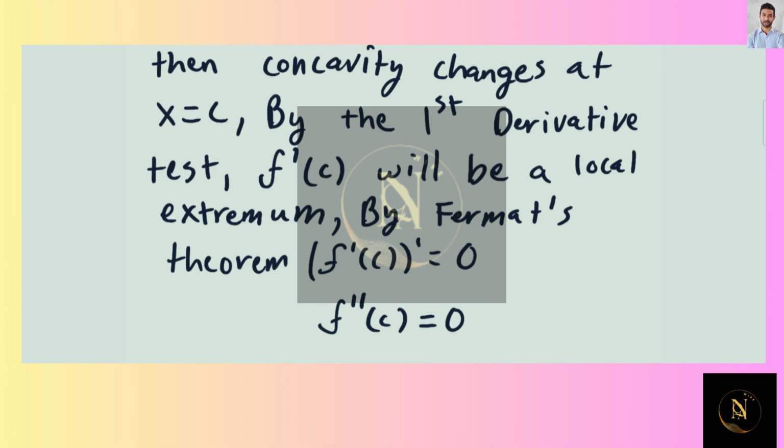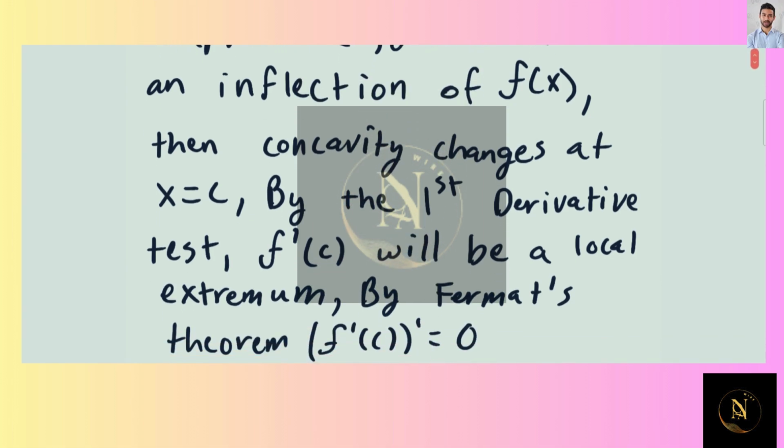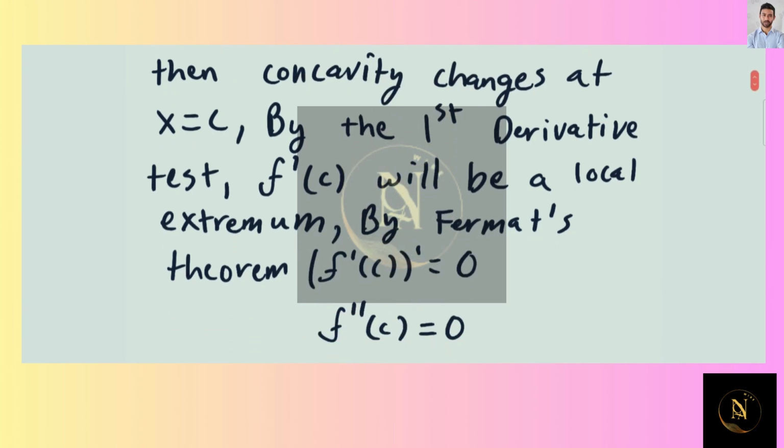So now we have proved that if (c, f(c)) is an inflection point of f(x), then that means that the concavity changes at that point, which means that our first derivative is going to have a local extrema there, a max or a min, which by Fermat's theorem means that our second derivative is going to be equal to 0.